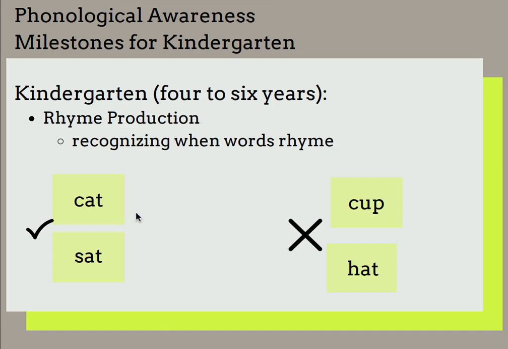For example, the teacher might say, "Do cat and sat rhyme?" And the student could answer, "Yes." Another example would be to ask, "Do cup and hat rhyme?" And the student should be able to answer, "No." It is important to note that this has everything to do with sound. Students aren't seeing the words, they are only listening and responding.